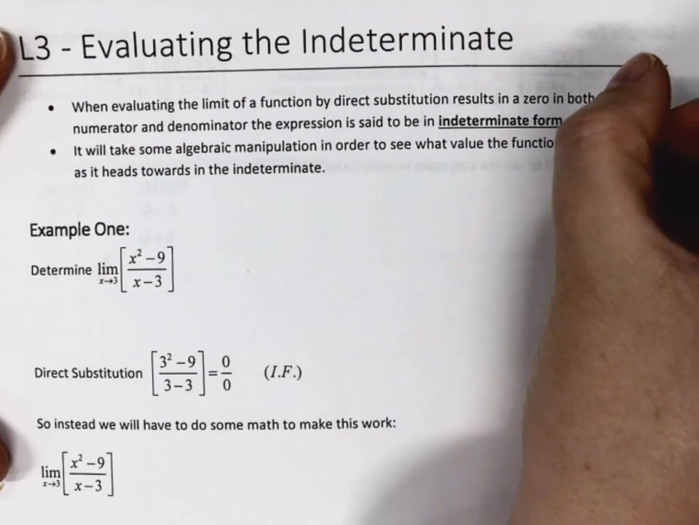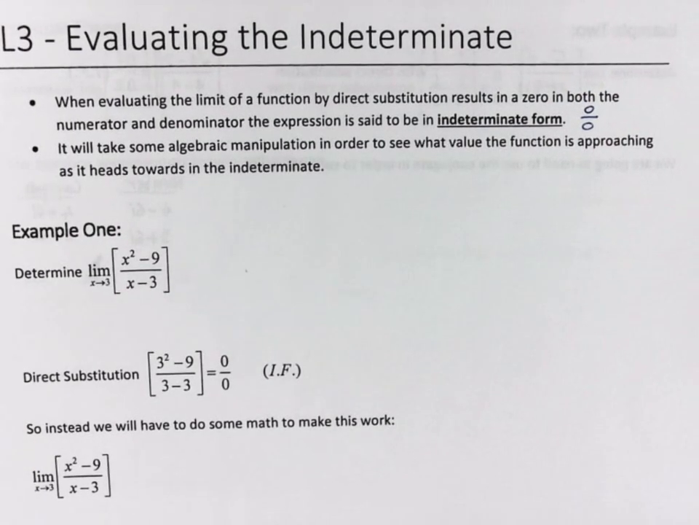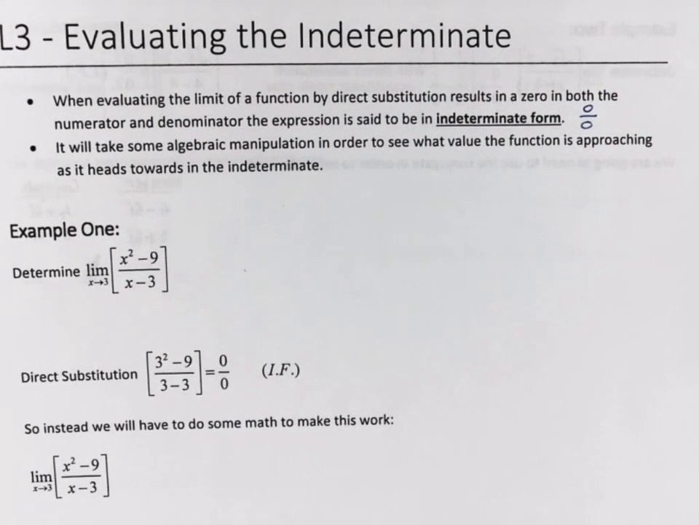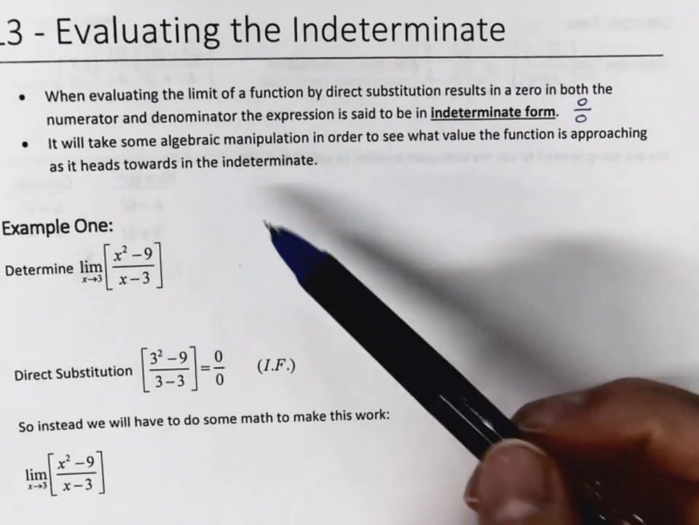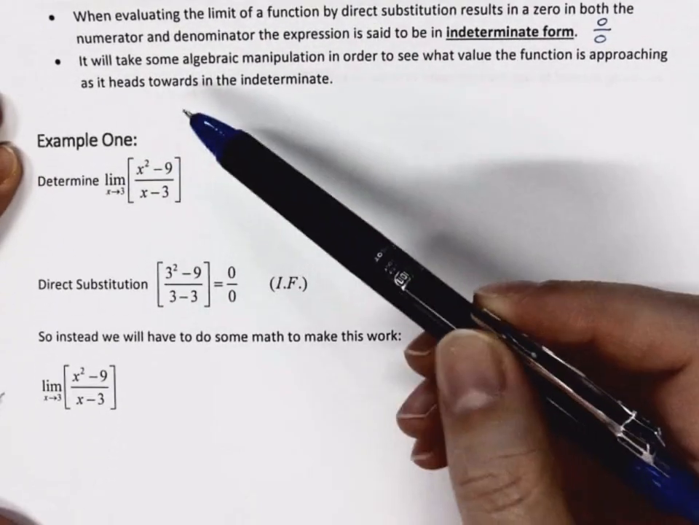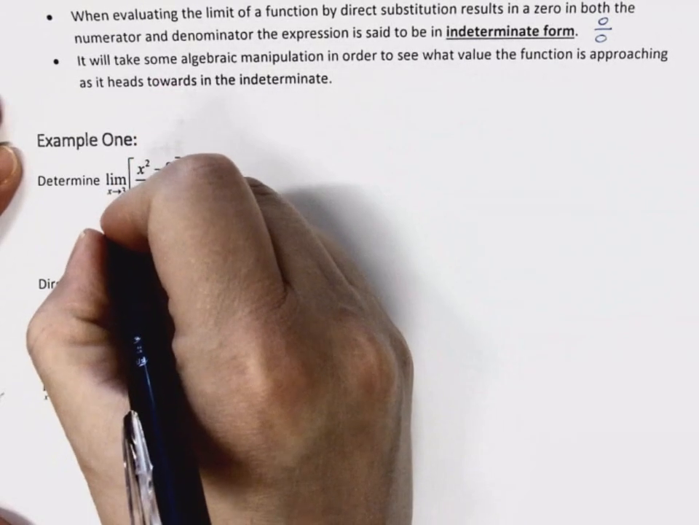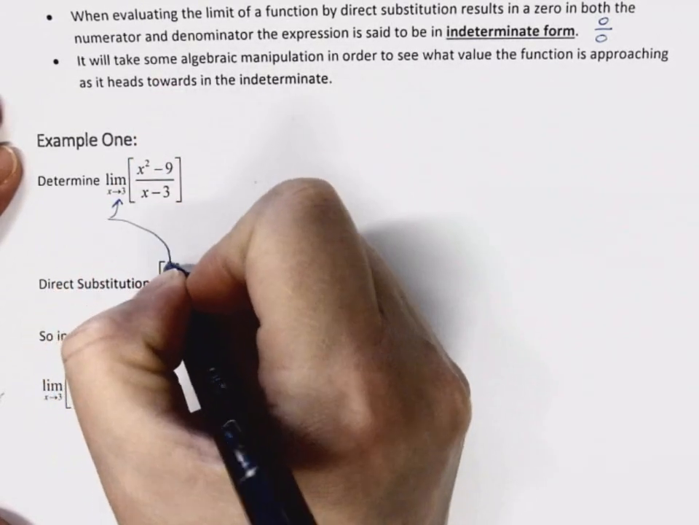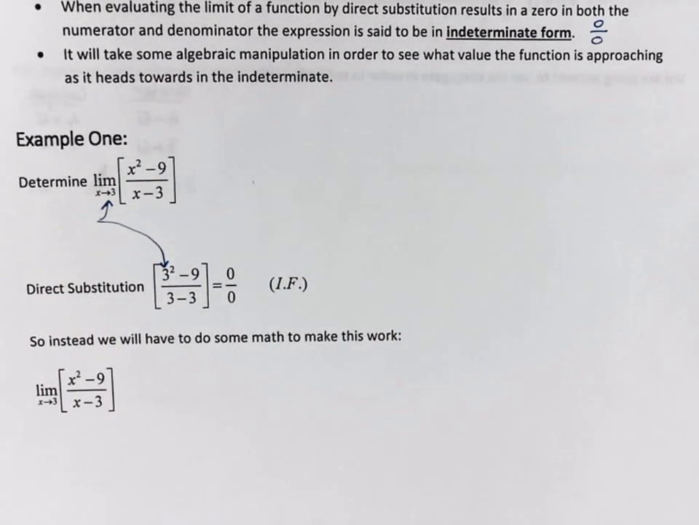So indeterminate form is when we have 0 over 0, like when we actually substitute in and it gets us that answer. So if we were to substitute in, we're going to take the limit as we direct substitute in for x. If we do that, we get an indeterminate.